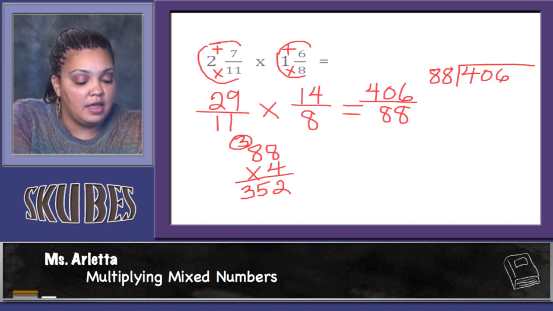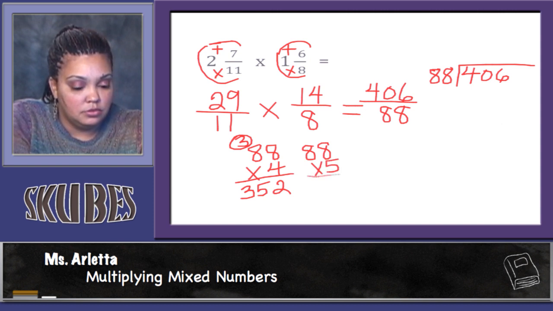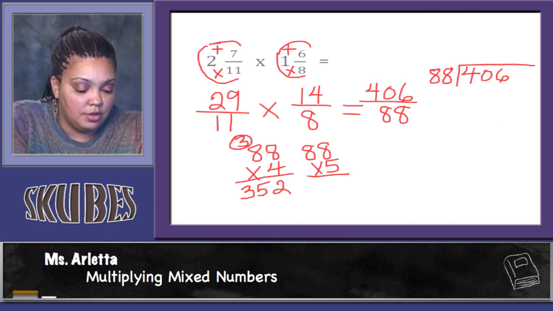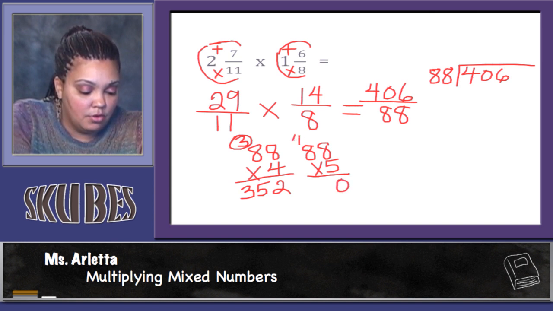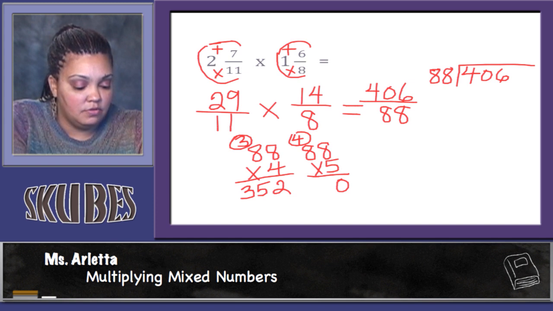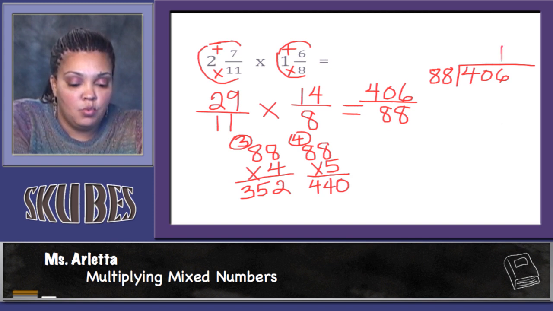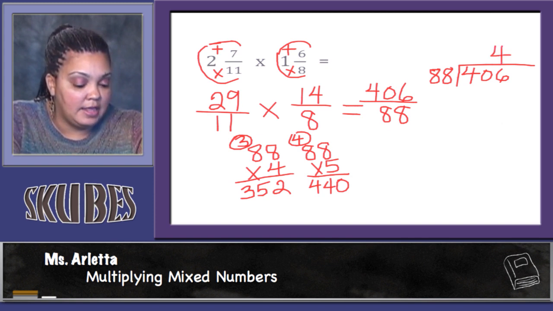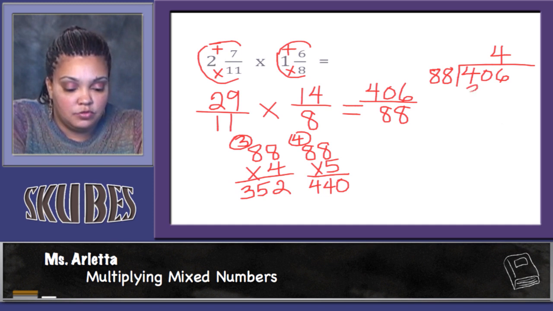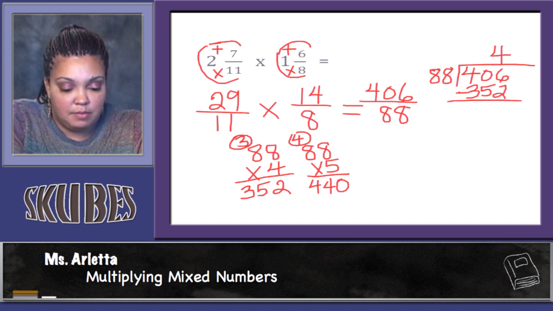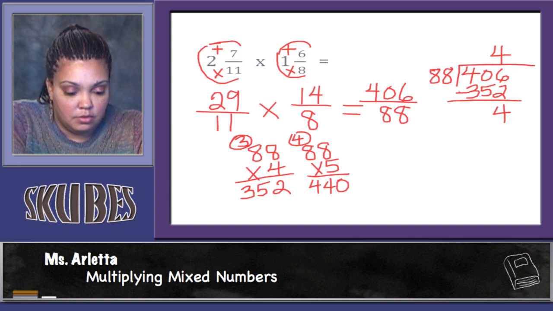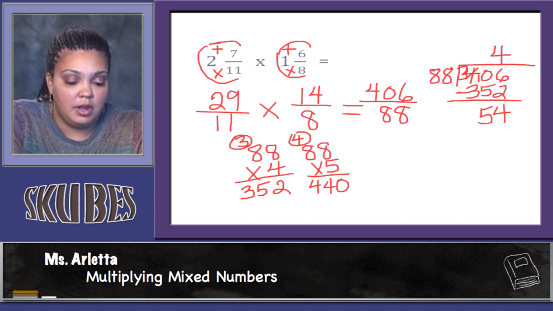It's pretty close, but let's try one number higher than 4 to see if we'll get any closer. 8 times 5 is 40. Carry our 4. 8 times 5 is 40, plus the 4 makes 44, so that's too high. We will have to go with 4. We have already multiplied 88 times 4, and we know it's 352. When we subtract, 6 minus 2 is 4. 10 minus 5 is 5, and 3 minus 3 is 0.